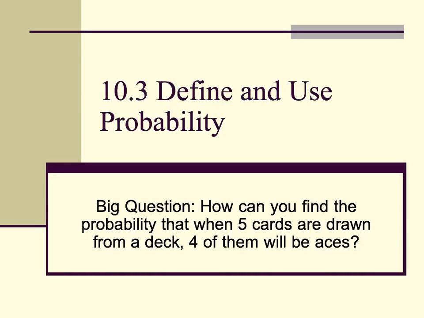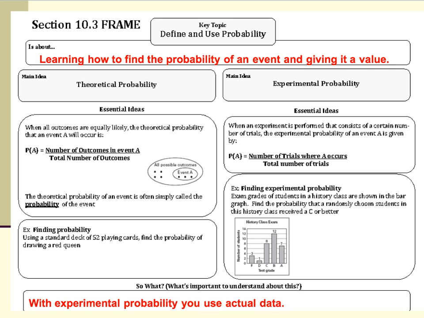Hi, this is lesson 10.3, Define and Use Probability. So our big question here is how can you find the probability that when 5 cards are drawn from a deck, 4 of them will be aces? So look at your frame for 10.3, Define and Use Probability. This is about learning how to find the probability of an event and giving it a value.